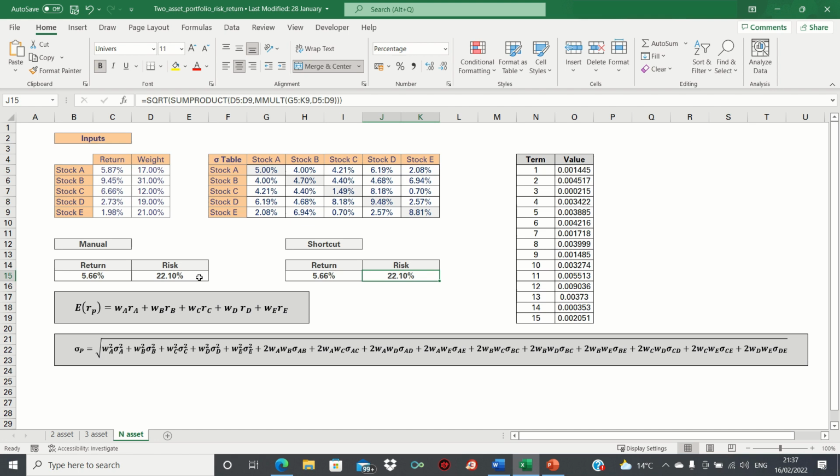If you have more assets, let's say you have 20 stocks instead of 5, all you need to do is adjust the arrays that you're selecting while using these functions. What we've covered today is therefore extremely powerful because it can be applied to an infinite number of assets, saving you a lot of time trying to calculate it manually. This brings us to the end of this video.